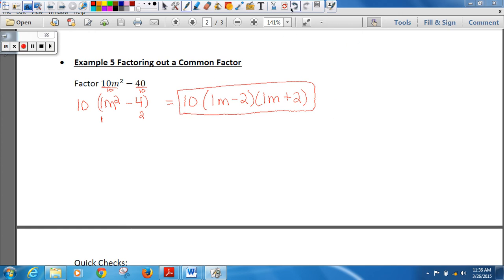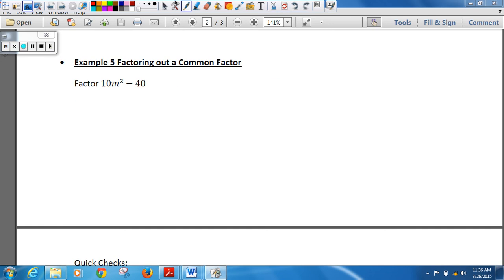Go ahead and complete the quick checks and look at your schedule for the assignment that matches with this section.